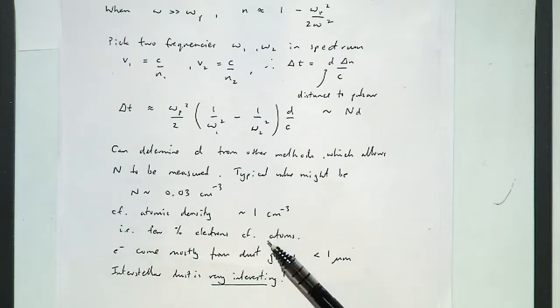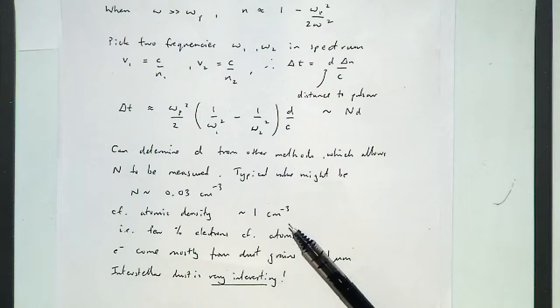Now the number of atoms in interstellar space is something like 1 per cubic centimetre. So that tells you that a few percent of those atoms are being ionized and have free electrons floating around. Where do they come from? They mostly come from dust grains. This is quite an interesting topic in itself, but it's just another end.